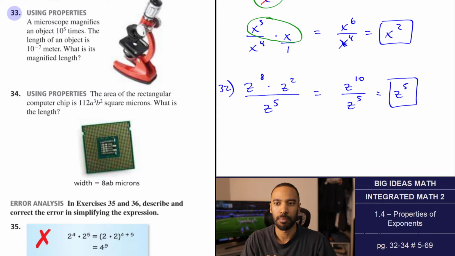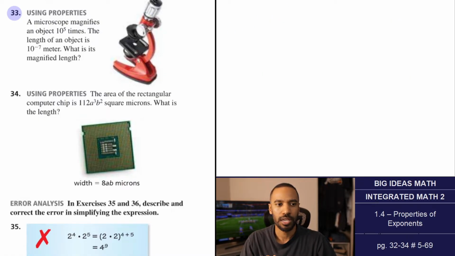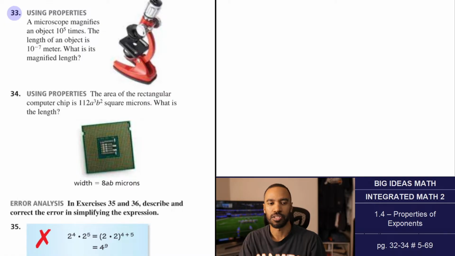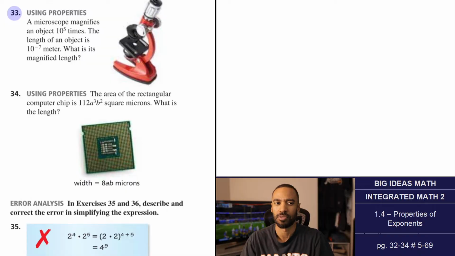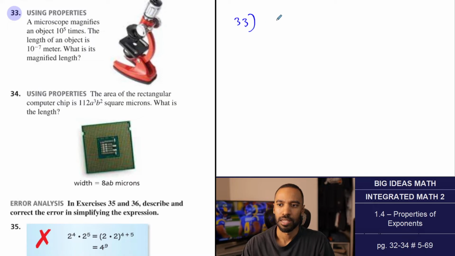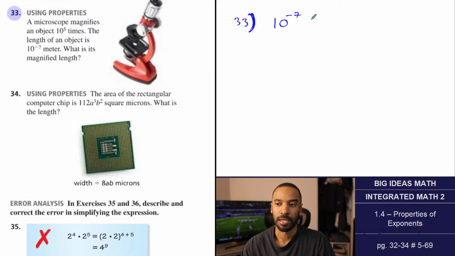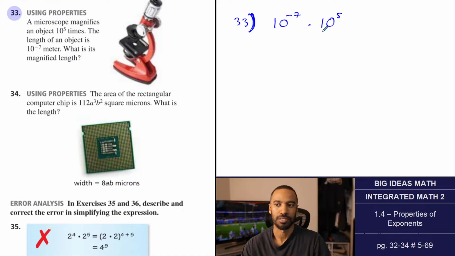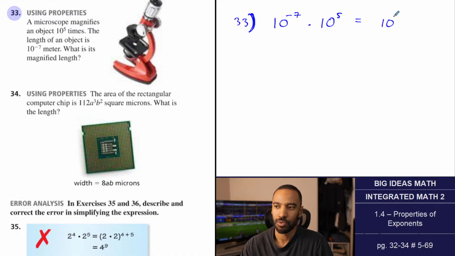Okay, let's move forward to number 33. Using properties. A microscope magnifies an object 10 to the 5th times. 100,000 times. The length of an object is 10 to the negative 7th of a meter. What is its magnified length? So the original object is 10 to the negative 7th in reality, to the naked eye. Then we magnify it this many times larger. And now we want to see how it appears to us. So negative 7 plus 5 is negative 2. It becomes 10 to the negative 2 meters.